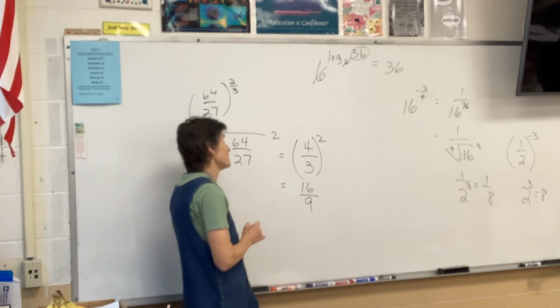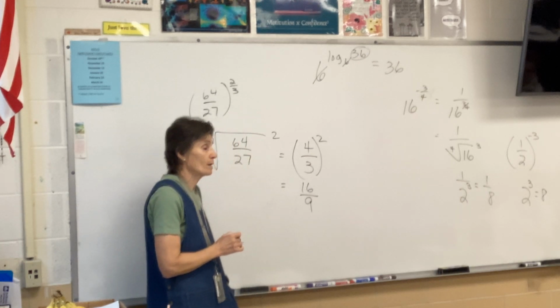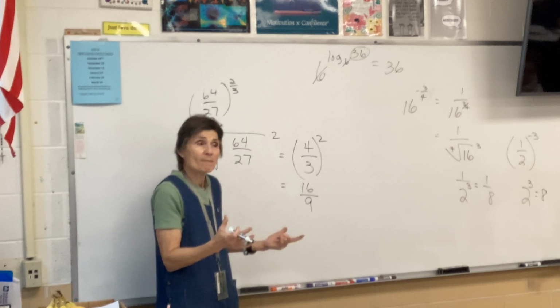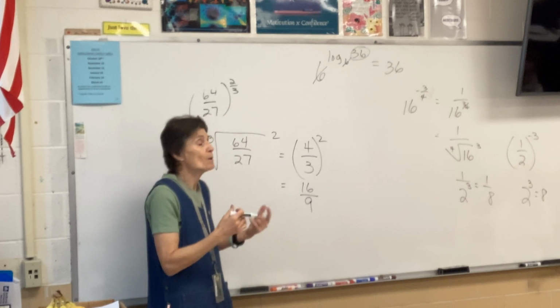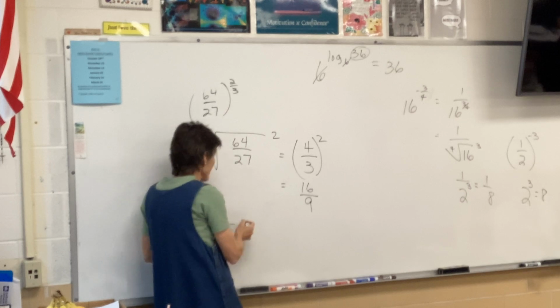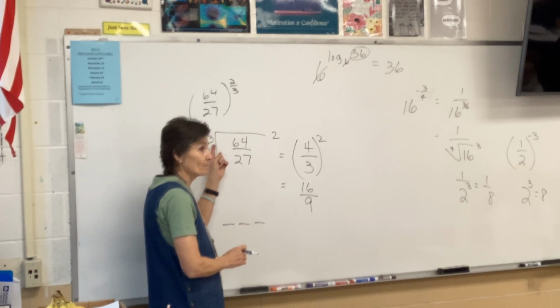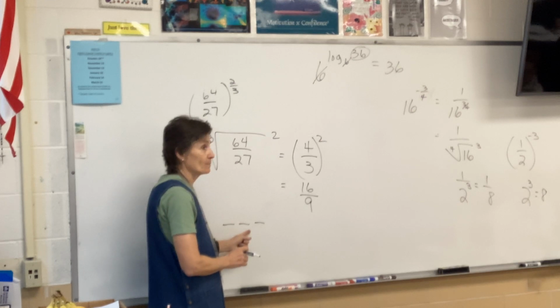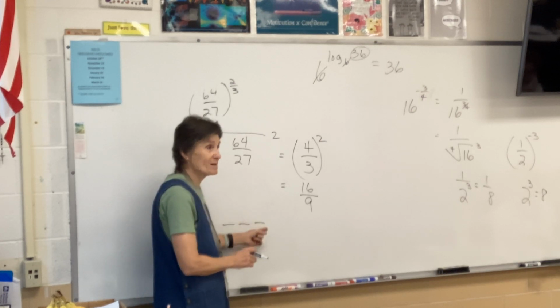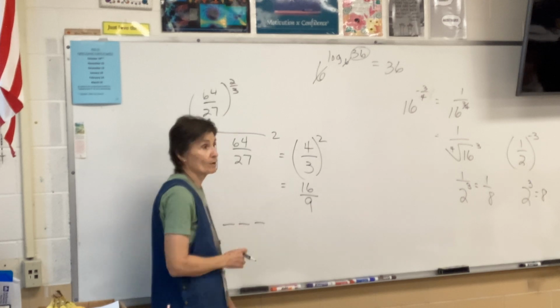Mrs. Ford, how do I know the cube root of 64 is 4? Well, ideally you'll have that memorized. But if you don't, you have to figure out what number times itself 3 times gives you 64. So you can try 2 times 2 times 2, 3 times 3 times 3, 4 times 4 times 4. There you go, you got it.